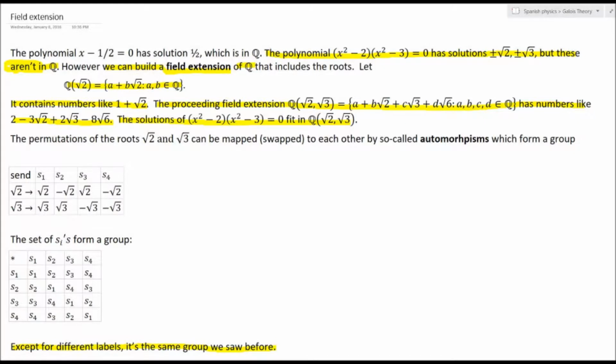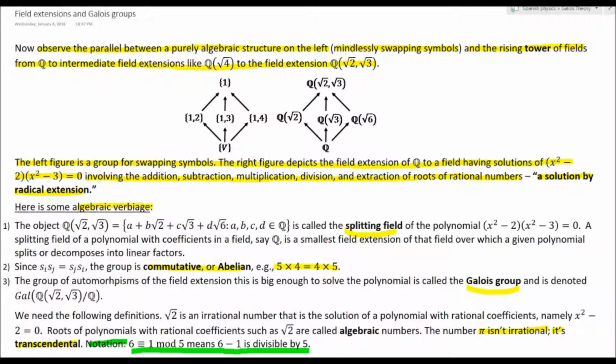Now in this next frame, I want you to notice that with the field extension Q at the bottom right, we can extend it by square root of 2, or by square root of 3, or by square root of 6, and we move our way up to square root of 2 times square root of 3. It has a parallel structure to the group V, which goes from the group V to its subgroups 1, 2, 1, 3, 1, 4, and up to the trivial subgroup, the identity.